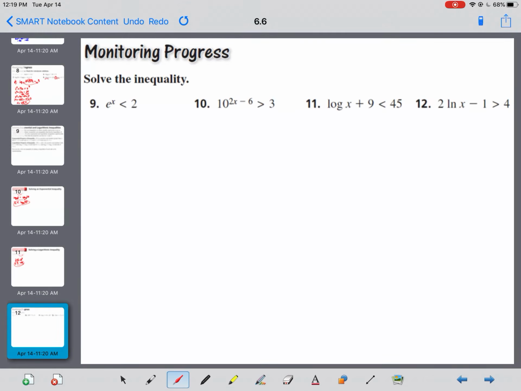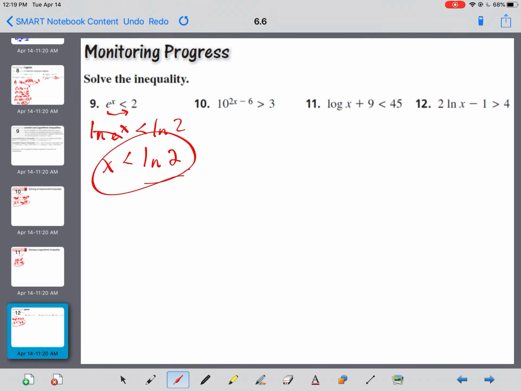Okay, here we go. Number 9, e to the x. Got to move that over, which means we're going to ln both sides. ln of e cancels out, leaves me x less than or equal to ln of 2. You can get the decimal if you need to.